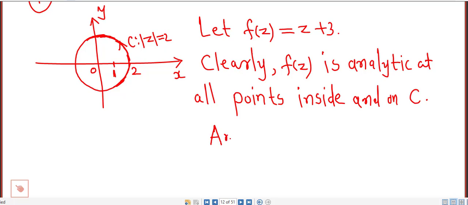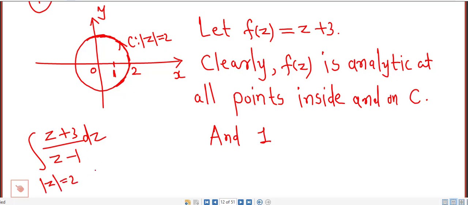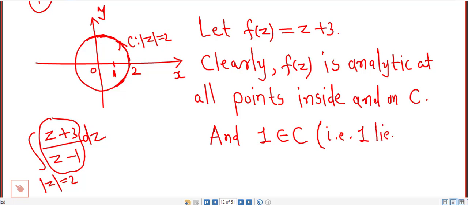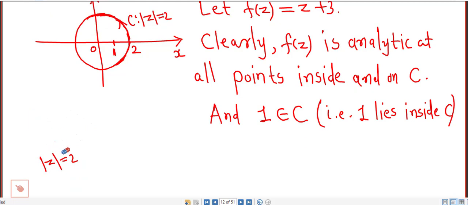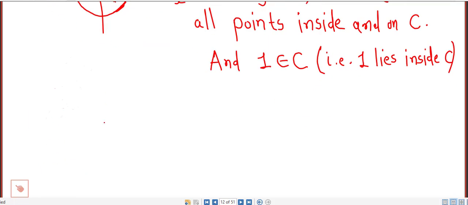And we can see that this point 1, where the given function is z plus 3 divided by z minus 1, and we want to integrate along this contour mod z equal to 2. This function is not analytic at z equal to 1, and 1 is inside this simple closed contour C, or we can say 1 lies inside circle mod z equal to 2. So now we can apply Cauchy integral formula.